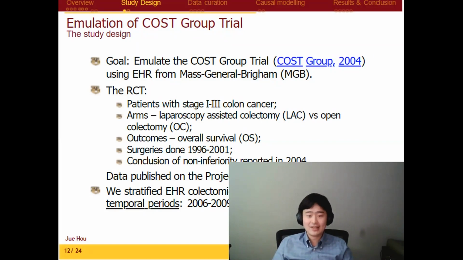individual level data available. And we stratify our EHR colectomy cohort spanning from 2006 to 2017 into 3 temporal trends. So they are divided from 2006 to 2009, 2010 to 2013, and 2014 to 2017.